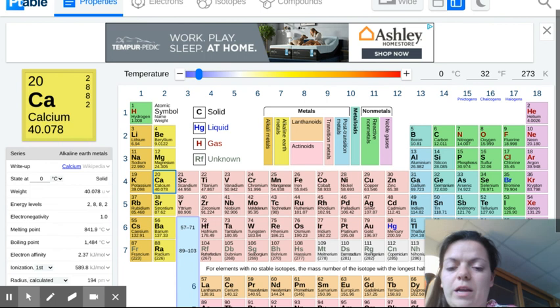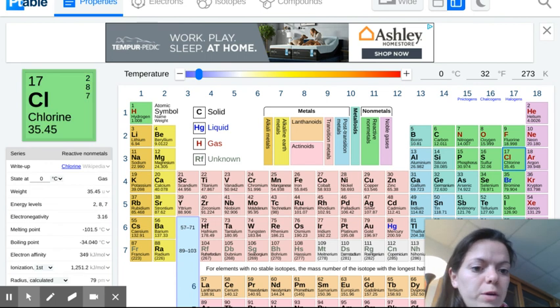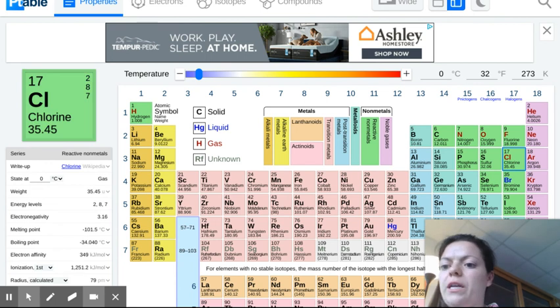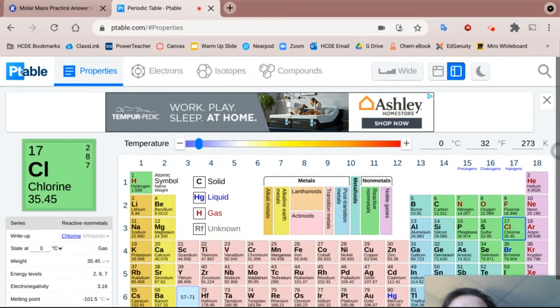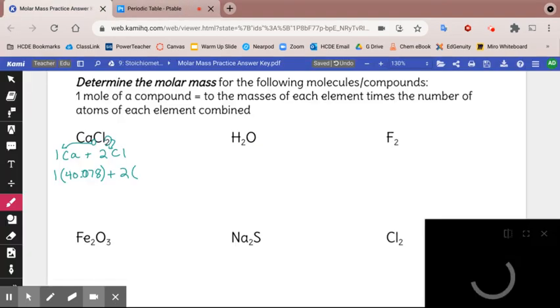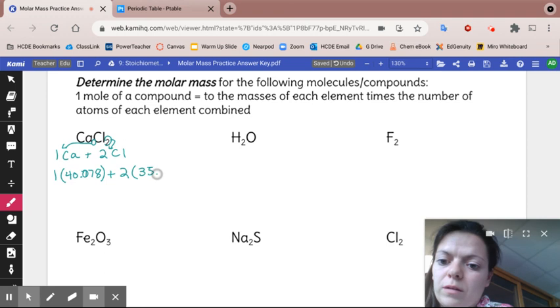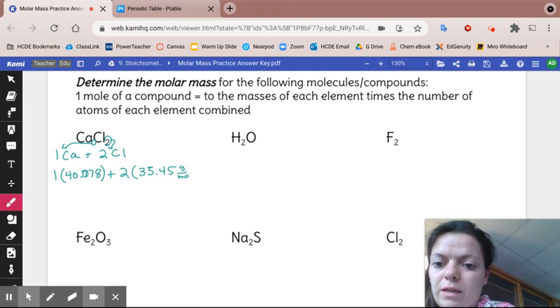Calcium, or not calcium, I'm sorry, chlorine is what I'm looking for. There we go. So chlorine is 35.45 grams per mole. Oops, and I forgot my units. I need to write that in there.